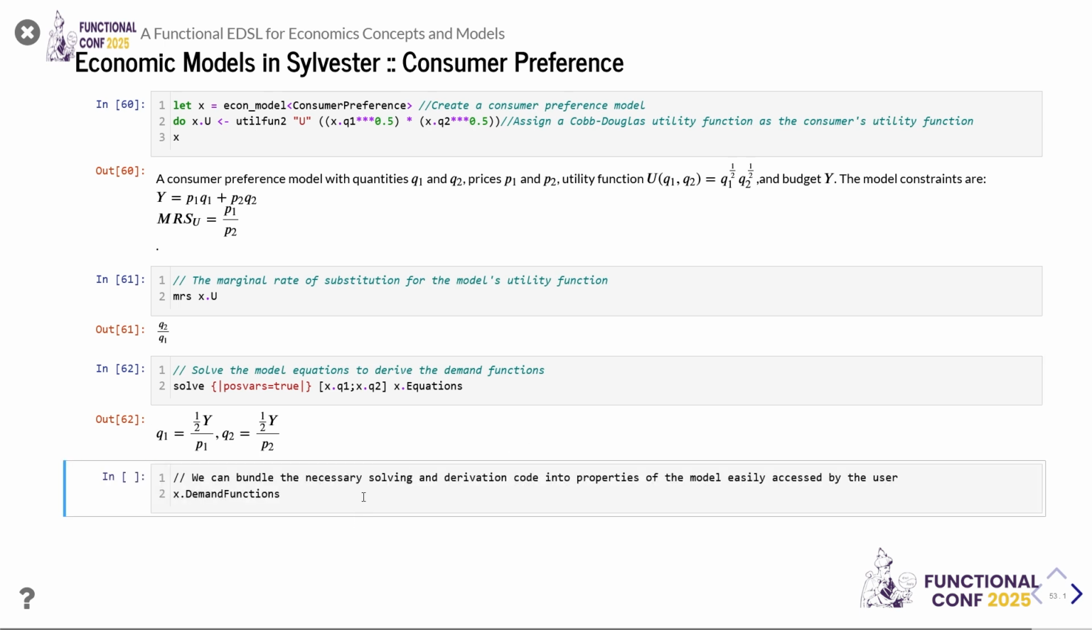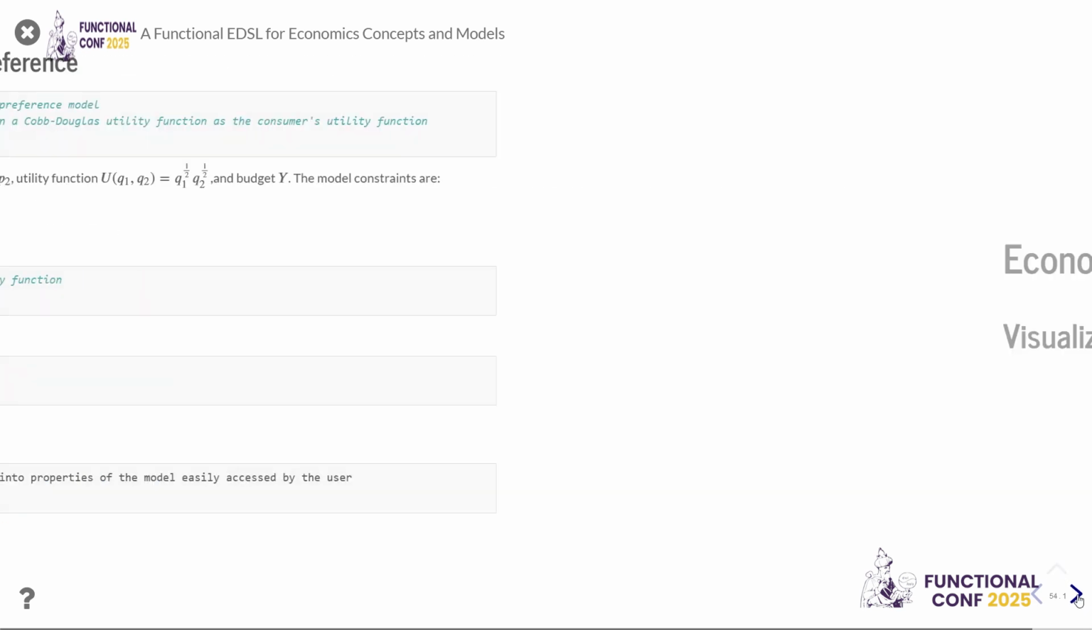And we can put all the logic of solving with a different constraint into a property of our model. So here we have this. That's basically the idea of having an economic model. All the symbolic work that you want to use, you just put into the model, and the user can just access that without having to go through all the work of deriving it.